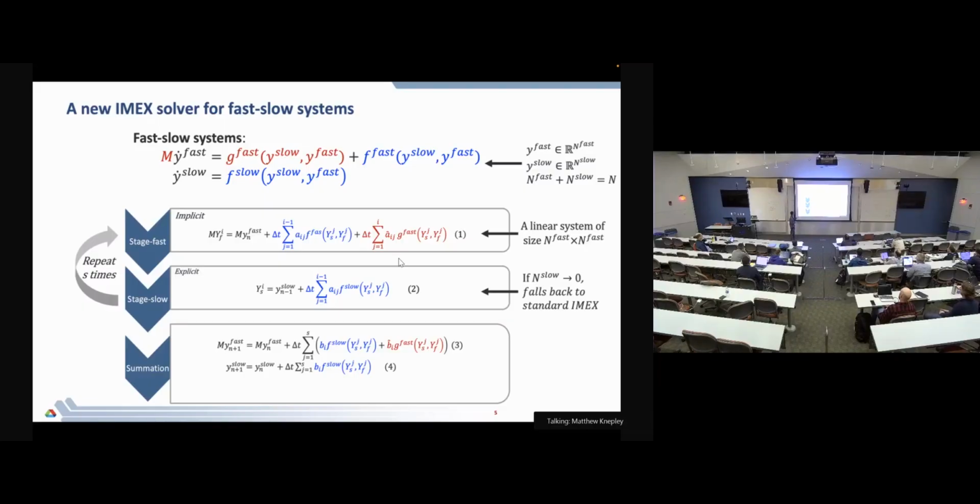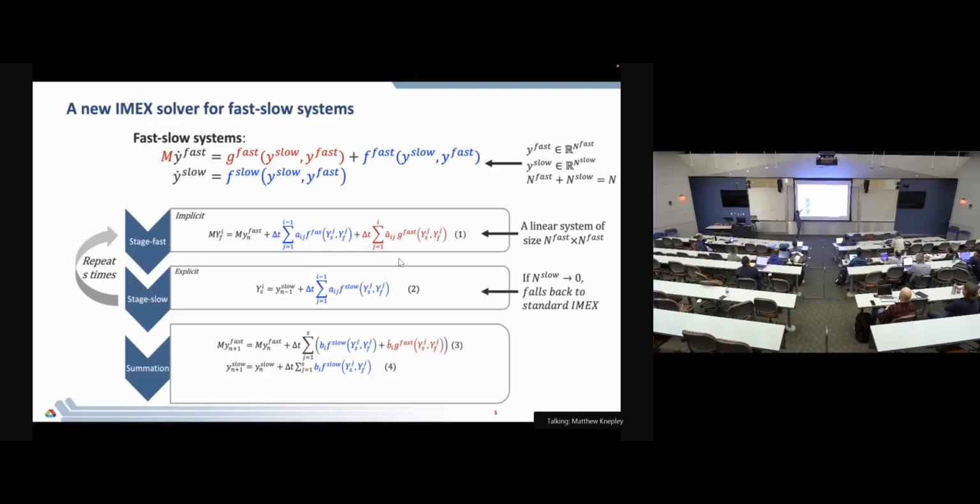Presumably the slow variables usually move very slowly. So usually it's okay to lag the slow variable, but the faster variables, their dynamics actually move very rapidly. So you don't want to lag the faster variables. So that's the reason why we want to solve the implicit variables first, then we do the explicit update.